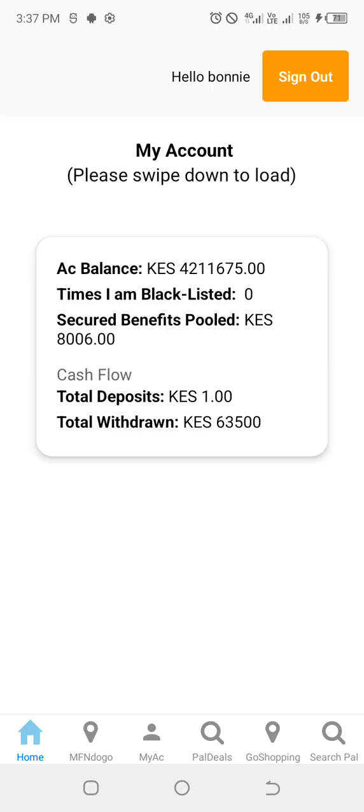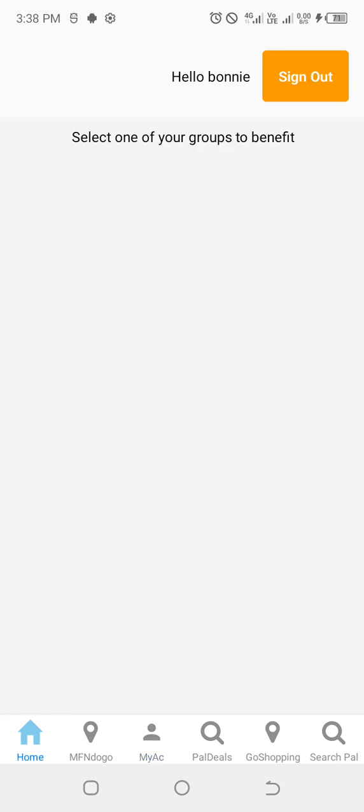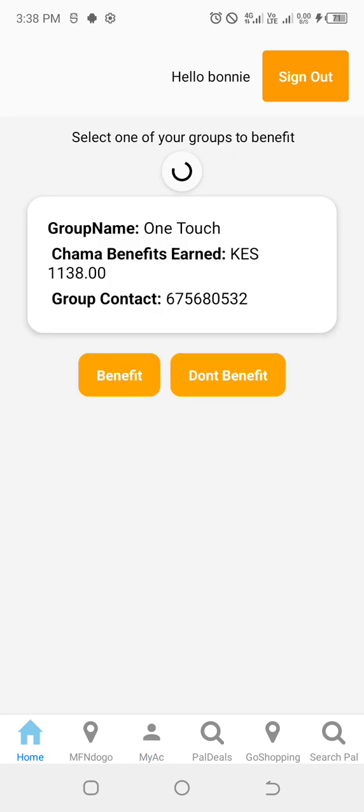Let's see if this 8,000 will change. It's 8,600. Let's send some money to a person, any person. Let's send money here. We want to see if it will change, because that is what will later be sent to our beneficiaries. So we say don't benefit. We already have videos about these two case scenarios of benefit and don't benefit.